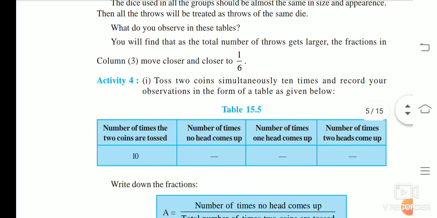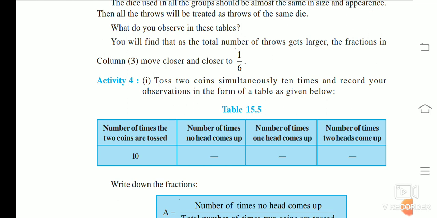Right. Now toss 2 coins simultaneously, 2 coins 10 times, and record your observations in the table given below. Number of times the 2 coins are tossed is 10 times. Number of times no head comes up, that is in both coins your answer is tail. So you need to note down when in both coins tail appears.